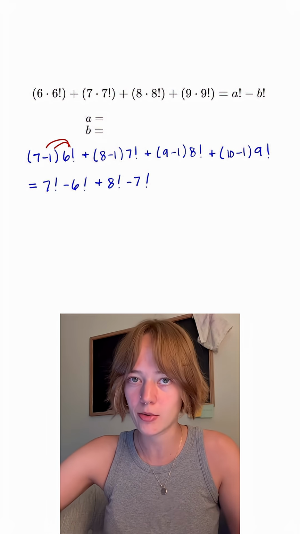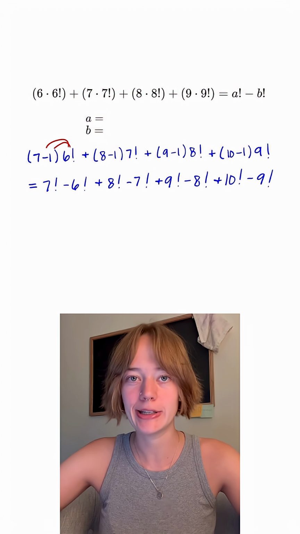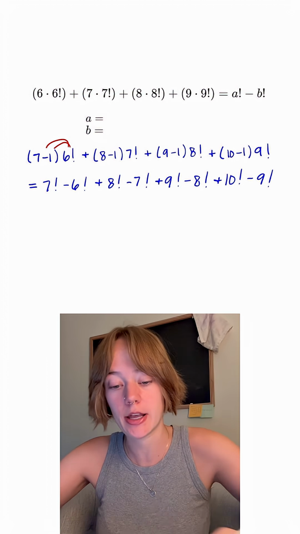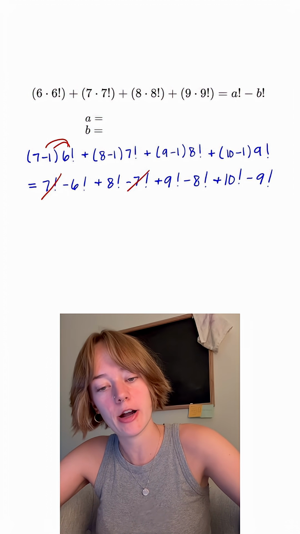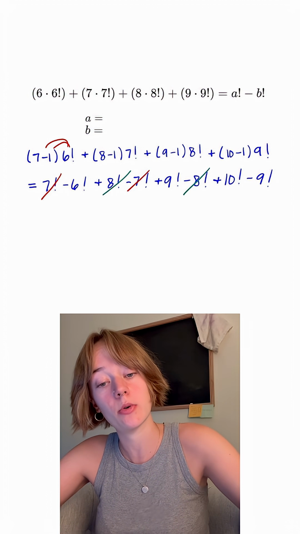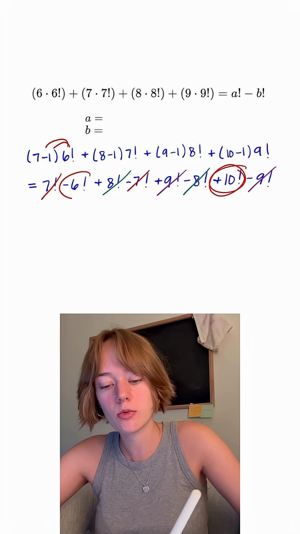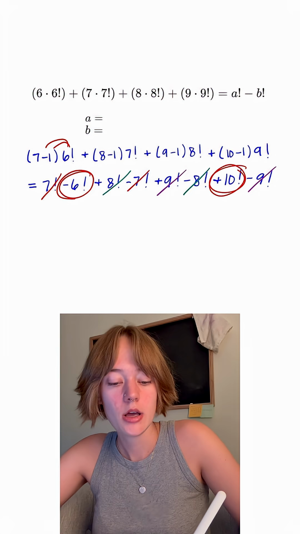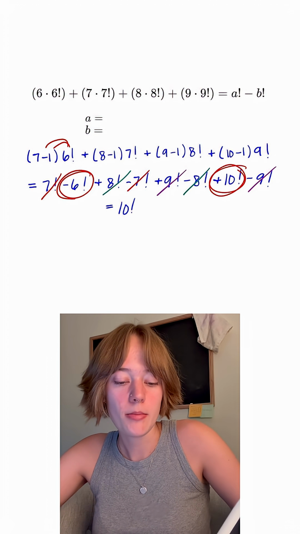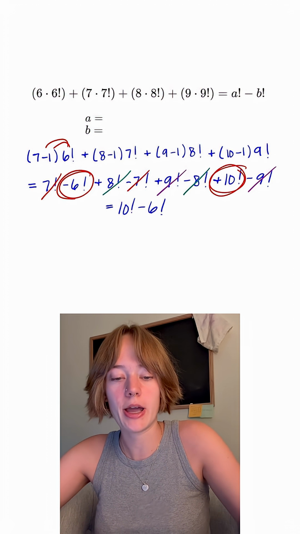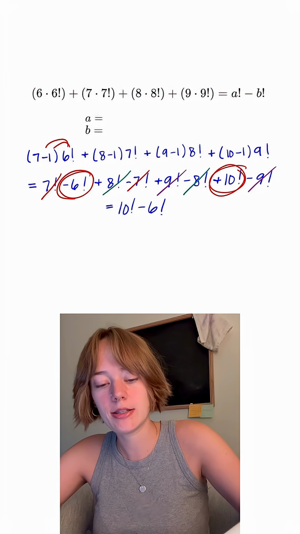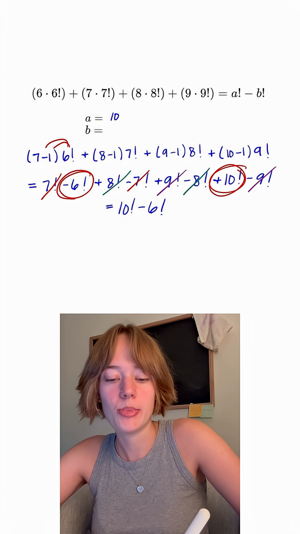And as we go on, now things are looking pretty nice, right? Because we have a lot of factorials that are canceling. 7 factorial minus 7 factorial, 8 factorial minus 8 factorial, 9 factorial minus 9 factorial, leaving us with the two terms we've been working towards this entire time. So we get 10 factorial minus 6 factorial. And if you just compare this to what we've been working towards, you can see that a is going to be 10, b is going to be 6.